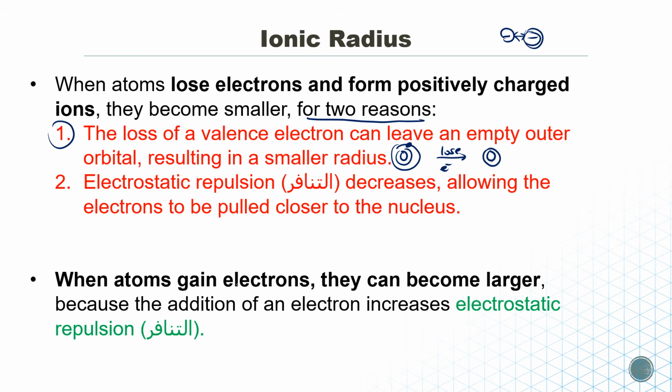Now, when atoms gain electrons, they can become larger. Why? Because the addition of an electron increases electrostatic repulsion. What does that mean?